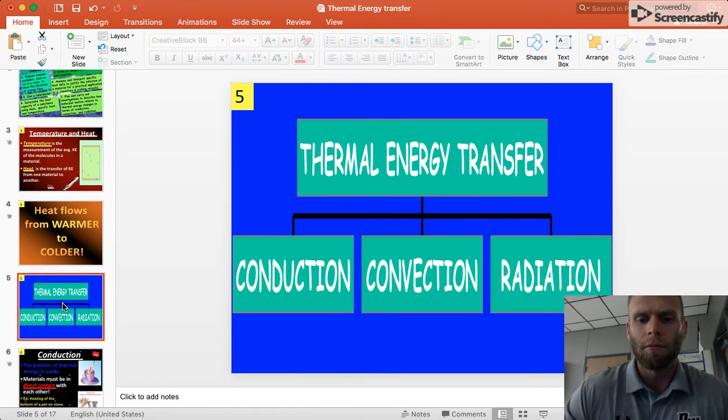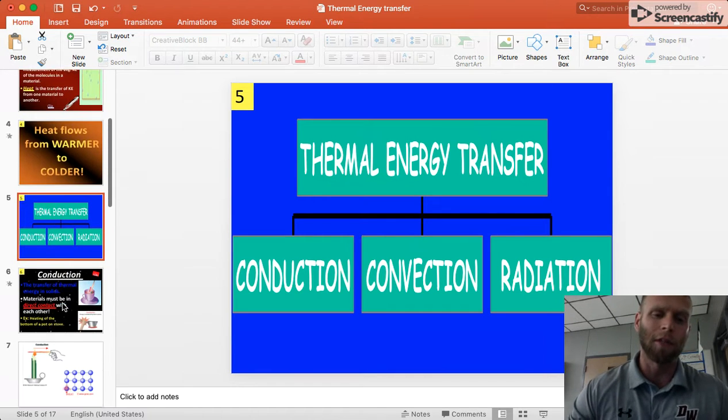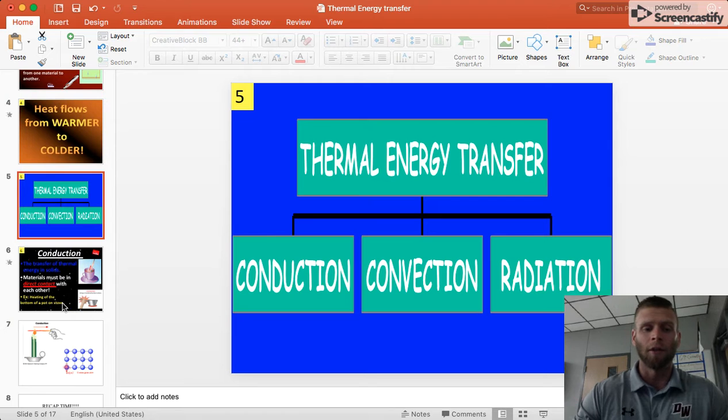So how does that happen? There are three different processes. One's called conduction, the other's called convection, and the third one's called radiation. Hopefully you've heard those three things before. You probably learned them at some point in your life. You might have forgotten them, but bring them back into that brain.